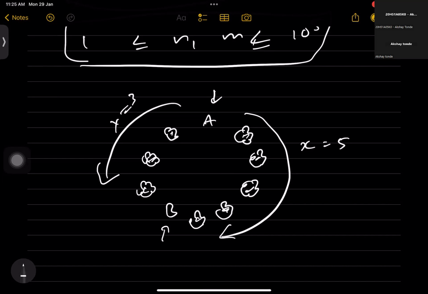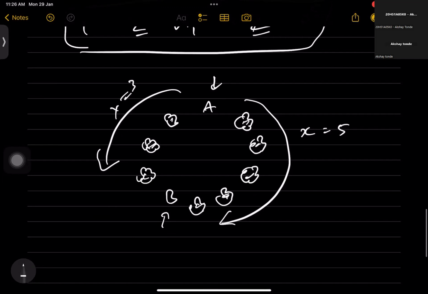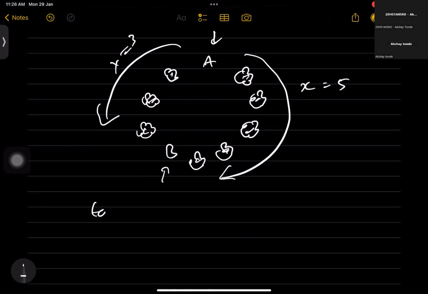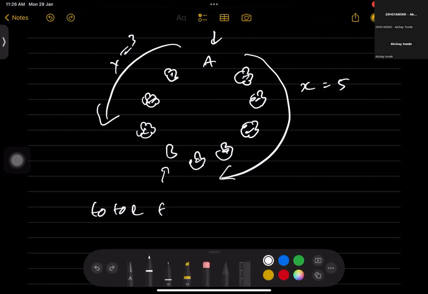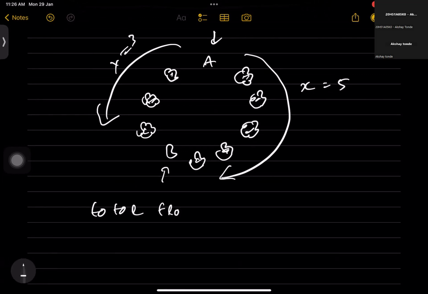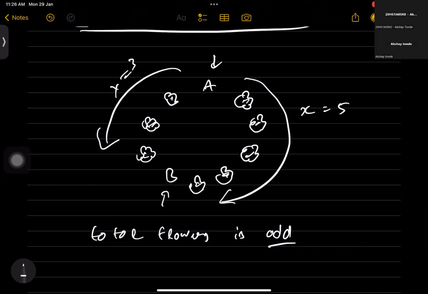Now, in this question, the information about the number of flowers in the clockwise and anti-clockwise direction is irrelevant to us, because no matter how many flowers are there in the clockwise or anti-clockwise direction, as long as the total number of flowers is odd, then in that case Alice will win for sure, right?